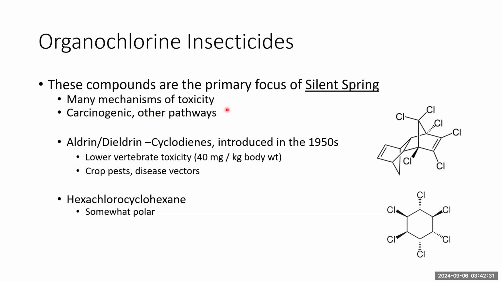Organochlorines act in many different ways on an organism's body. They typically tend to be carcinogenic, meaning that these compounds are interfering with cell cycle regulation. So anytime you see carcinogenic, think cell cycle dysregulation, interfering with those checkpoints. They interfere with a lot of other pathways too, but primarily carcinogens.